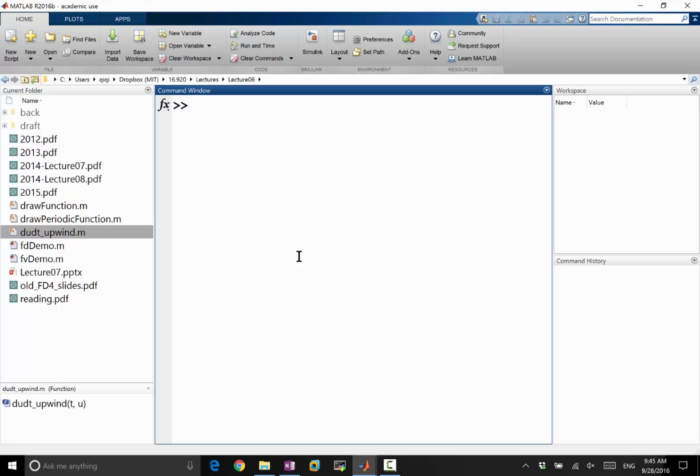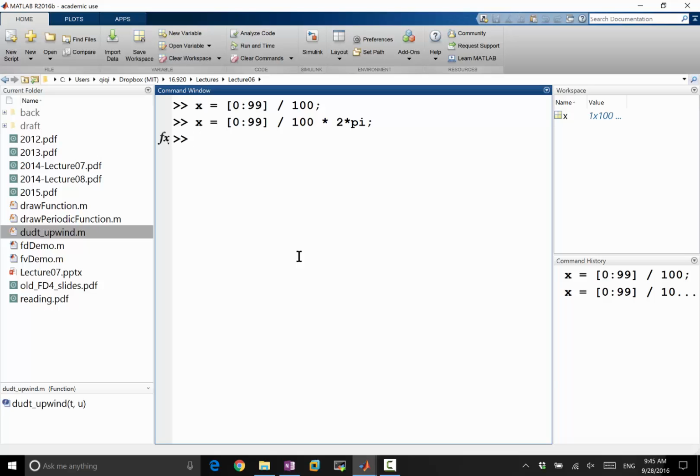And so for example, let's say x is equal to 0 to 99, for example, let's use 100 points divided by 100. We should multiply by 2 pi, right? So that is our x.